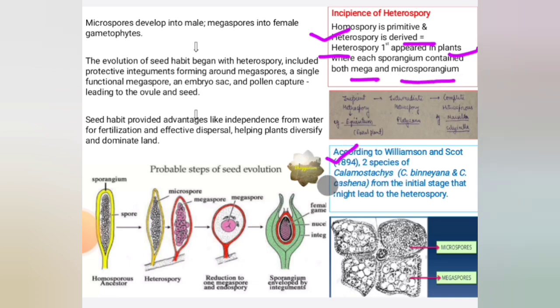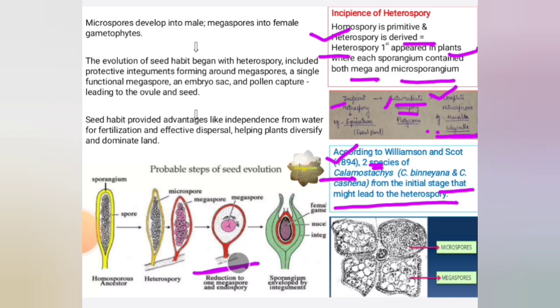Heterospory first appeared in plants where each sporangium contained both megaspores as well as microspores. According to Williamson and Scott, 1894, two species of Calamus formed the initial stage that might have led to heterospory. So there was some incipient heterospory, which later developed into intermediate heterospory, and then a complete heterosporous condition was observed, for example, Marsilia and Selaginella.